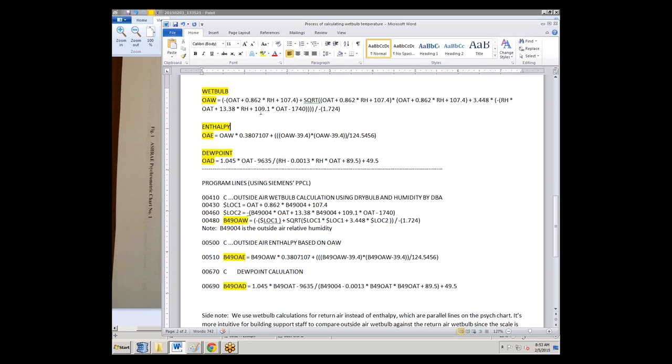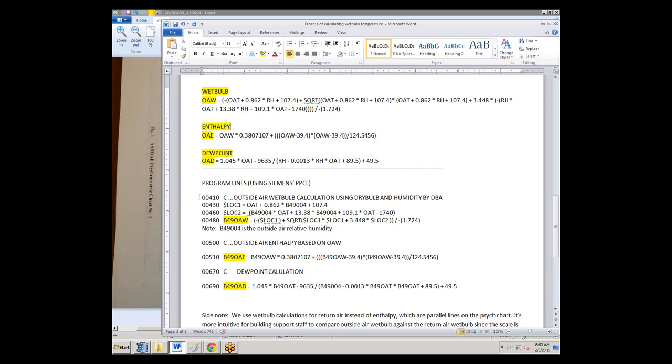So this is the calculation for wet bulb. For enthalpy, we take that same calculation but adjust it so we can get an enthalpy number, just in case we want to use that. Again, we usually use wet bulb, and we also use this formula for the return air temperature and humidity to calculate its wet bulb temperature and compare the two when we make our economizer decisions. And then for the dew point, we also did a formula, so you can use this to read any of the three.